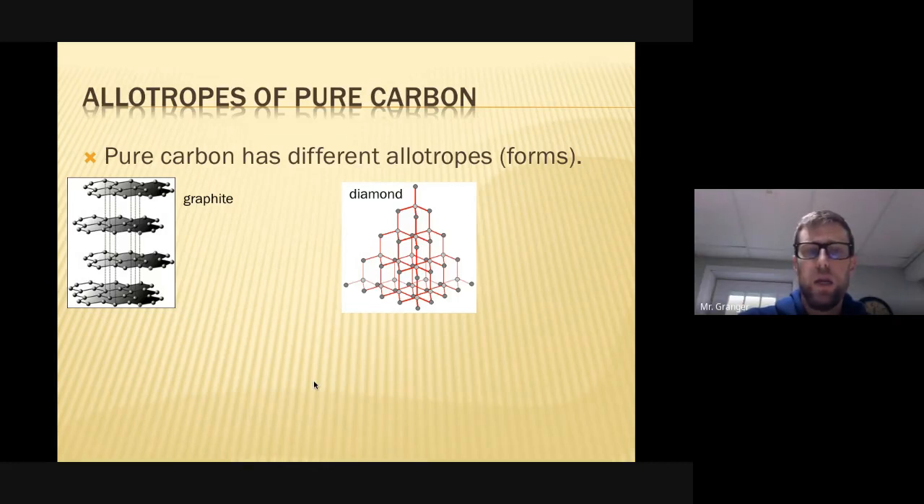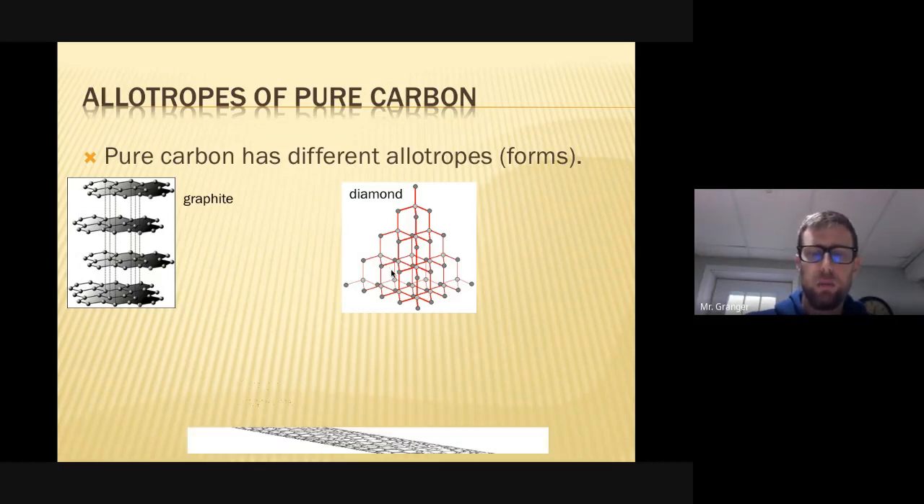On the right, we've got the structure of a diamond. So you can see slightly different. This is a network, as it's called. So this network goes out and attaches to multiple other carbon atoms, forming a very, very strong structure due to the network bonding pattern that it forms.